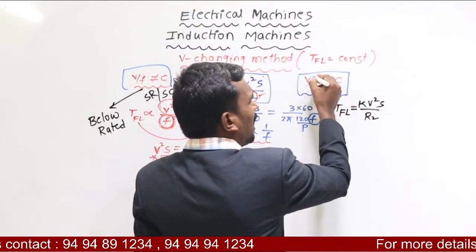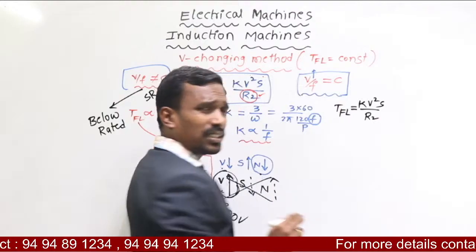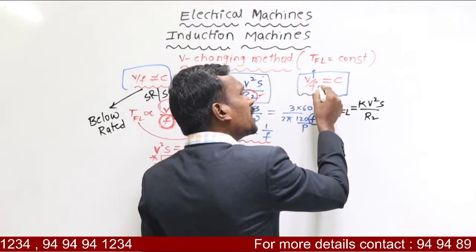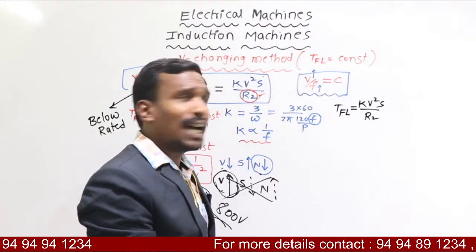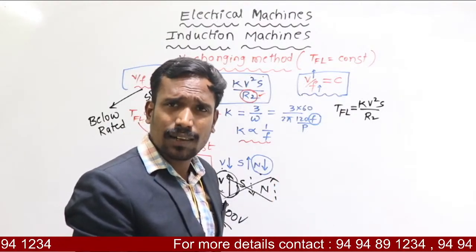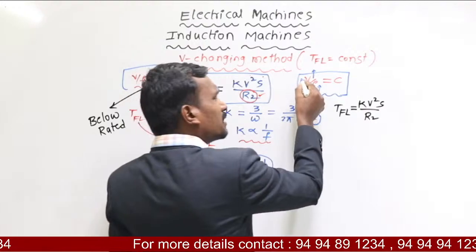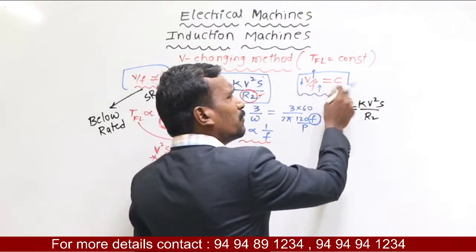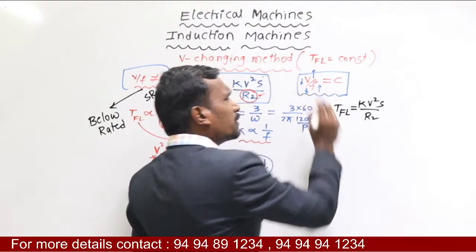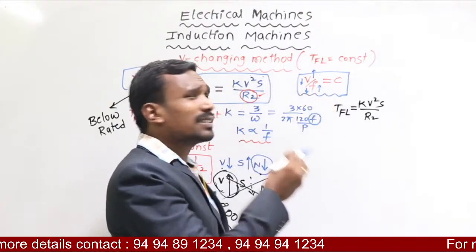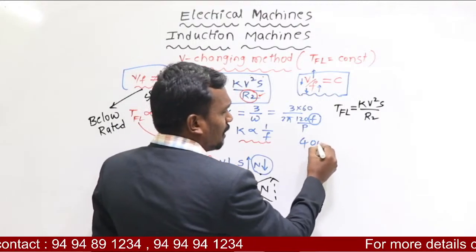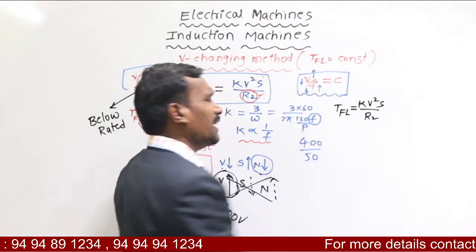For example, I increased my voltage. To get a constant V by F, we have to increase frequency also. Otherwise, V by F is not constant. If you reduce the voltage, then to get a constant V by F, we have to reduce the frequency also with the same fraction. Yes or no, guys?